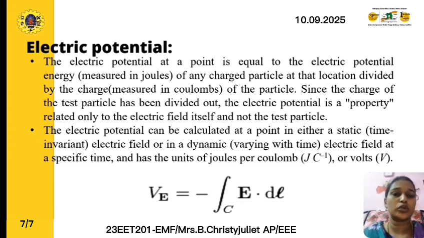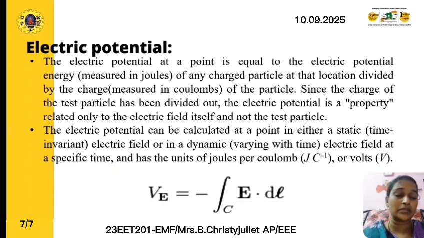Now let's see what is electric potential. The electric potential at a point is equal to the electric field energy of a charged particle at that location divided by the charge of the particle. So electric potential is the amount of external force you apply on a charged particle to move it from one position to another. When you apply that force, you are making it move against the electrostatic field that already surrounds it.